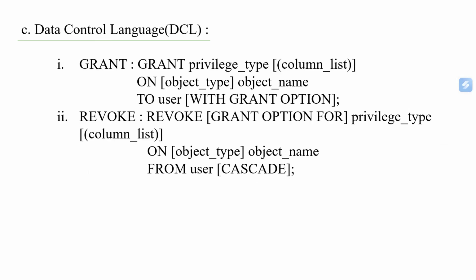Now let us look into the third language, which is data control language. It also consists of two different types of commands, which are grant and revoke. The grant command assigns a new privilege to a user account, allowing access to specific database objects, actions, and functions. Now let us look into the revoke command. Revoke removes the previously granted privileges from a user account, taking away their access to certain database objects or actions. So this is about data control language.